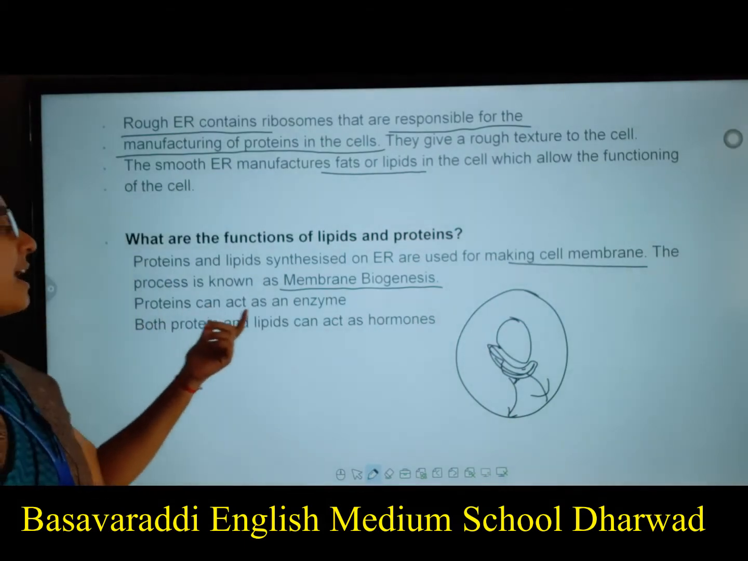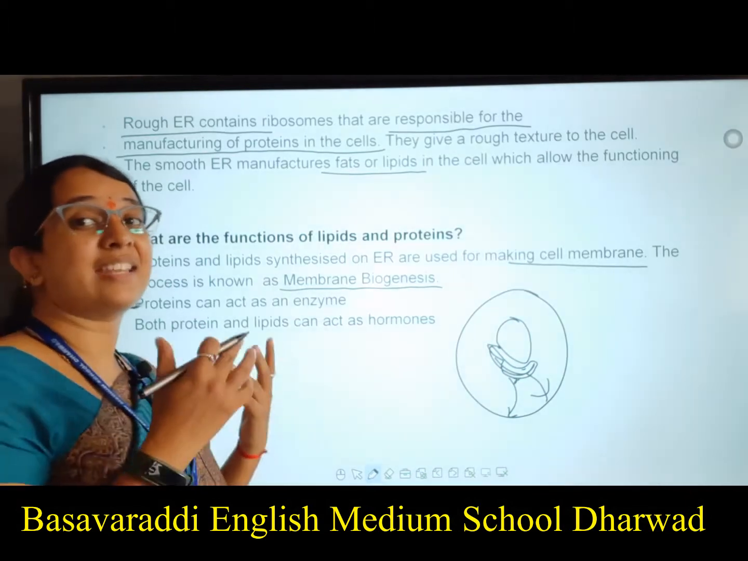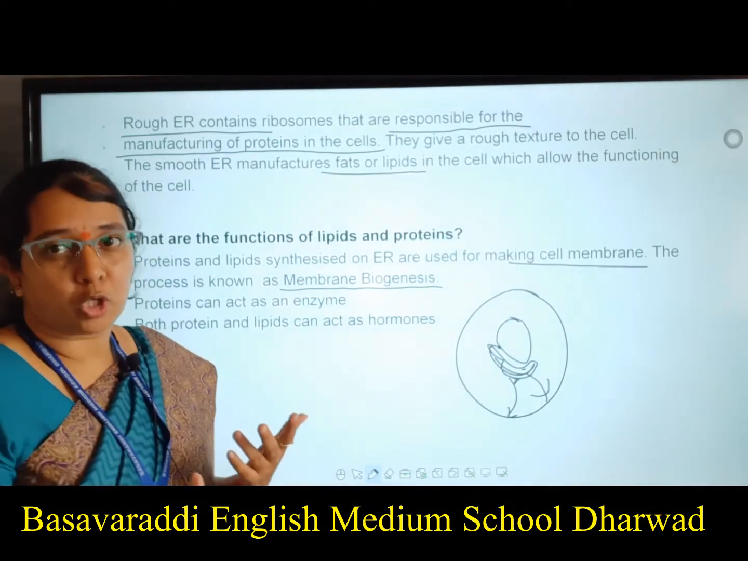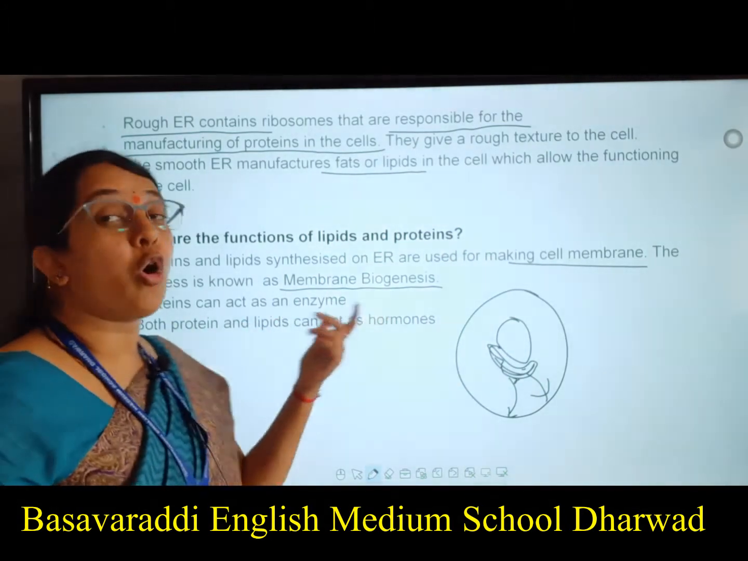Proteins can act as enzymes. They have the ability to act as enzymes, which means messenger molecules. Both proteins and lipids can act as hormones also.